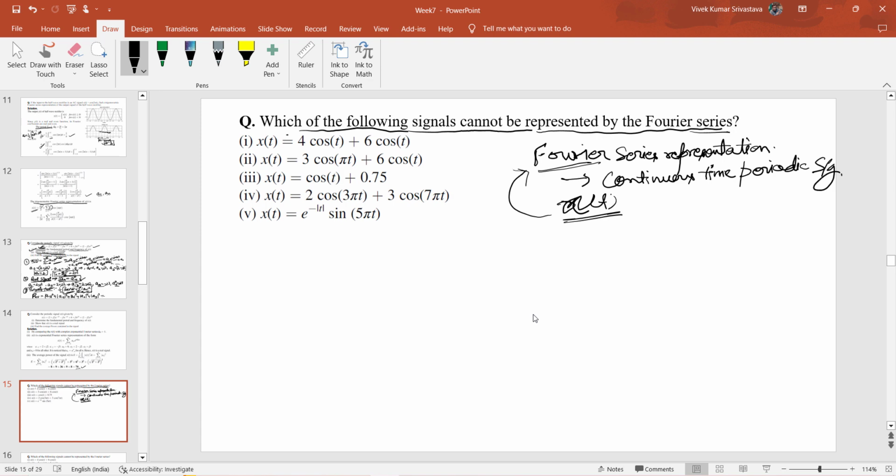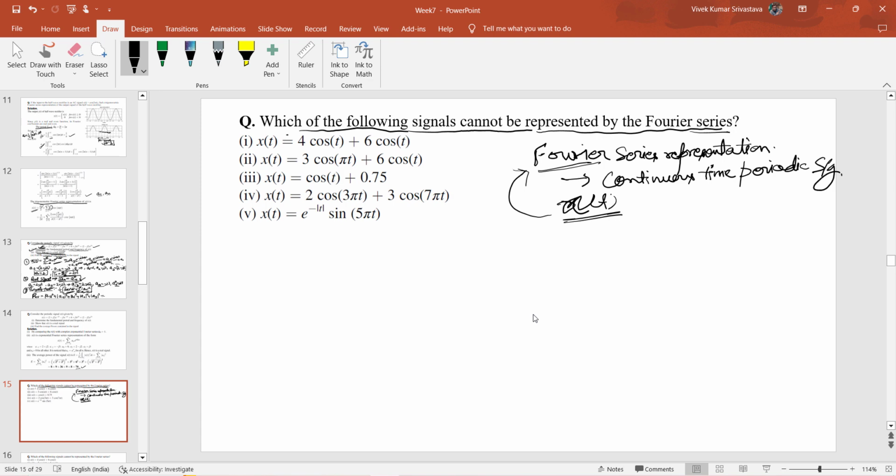Sir, in this case, the only non-periodic is 5. I understand. Am I correct? Sorry, can you please repeat? Yeah, in this example, the only non-periodic signal is 5, x of t is equal to e to the power of minus mod t sine 5 pi t.